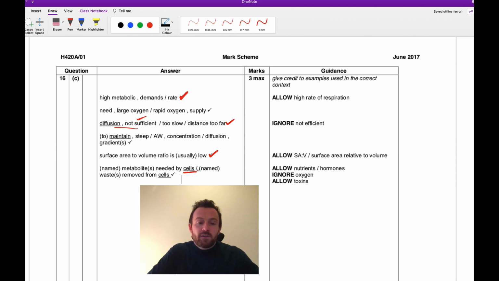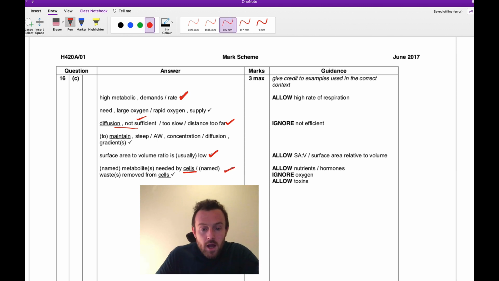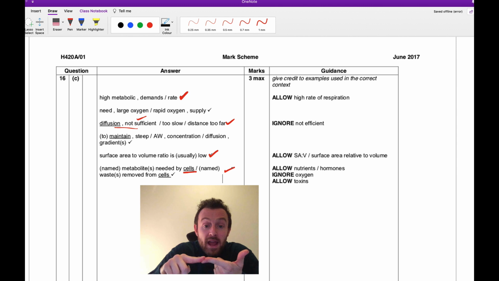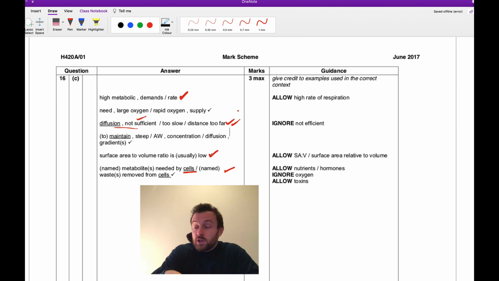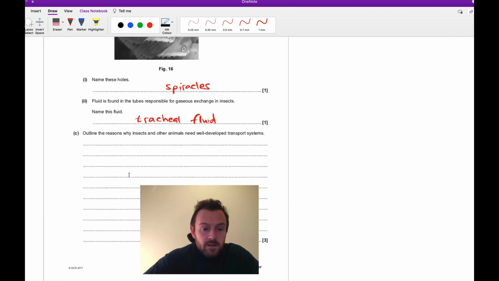So the perfect answer would be something like the cells in the center of these organisms need oxygen. That's this mark here. But these cells are too far away from the external surface to allow diffusion to work. That would be this mark here. These organisms also have a high metabolic rate and therefore need a lot of oxygen. And additionally, the surface area to volume ratio is too small. So just making sure you get all the marks that you can. Even when it's a 3 marker, try and go for 4, just to have a bit of insurance almost.